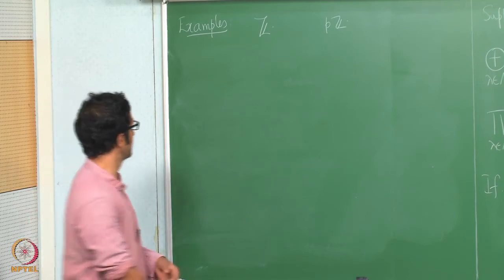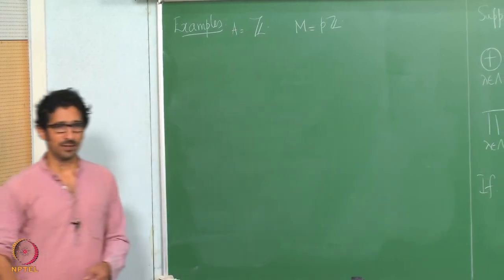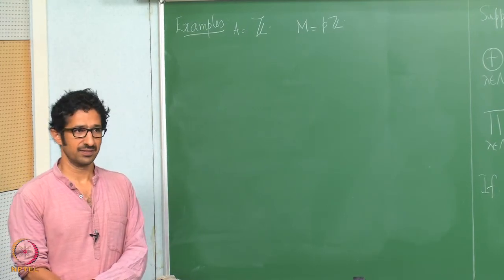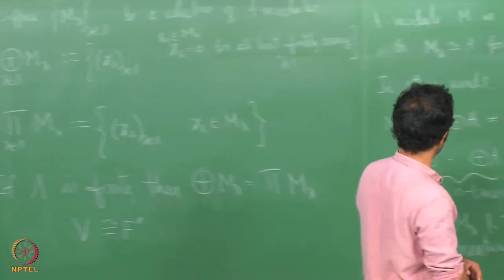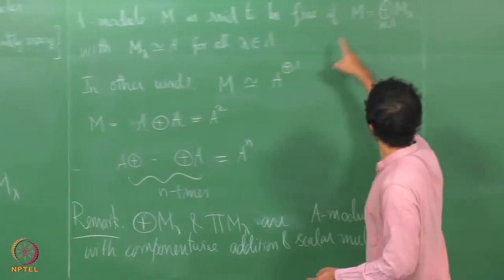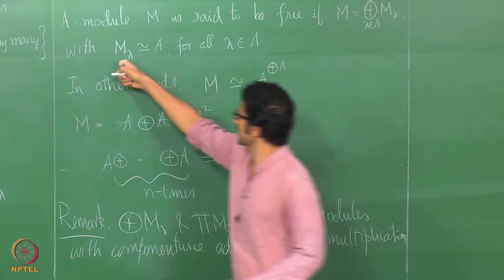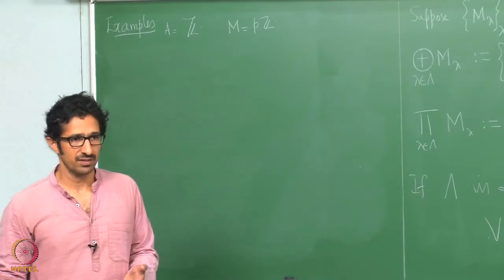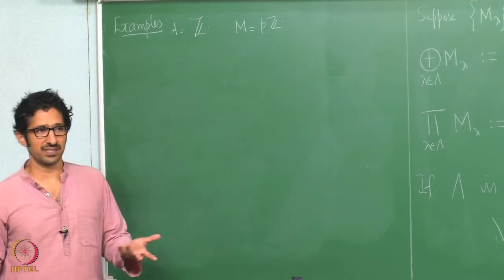As a module over A. So this is A, this is M. Is M a free A module? How do you check whether M is a free A module or not? Here we are saying it's a direct sum of M lambda, each isomorphic to A. So here it's kind of obvious that it has to be isomorphic to Z, if at all. So how do you check whether it is isomorphic to Z or not?